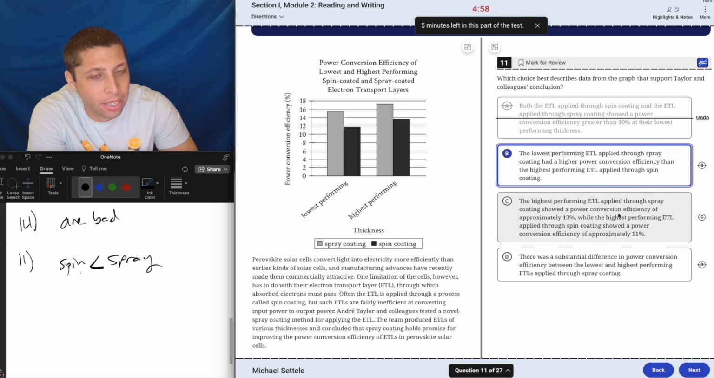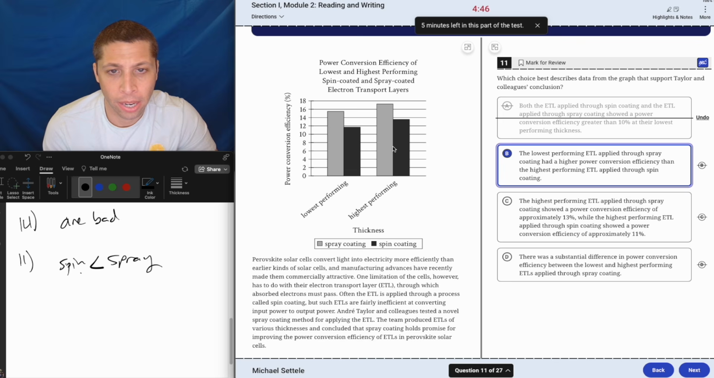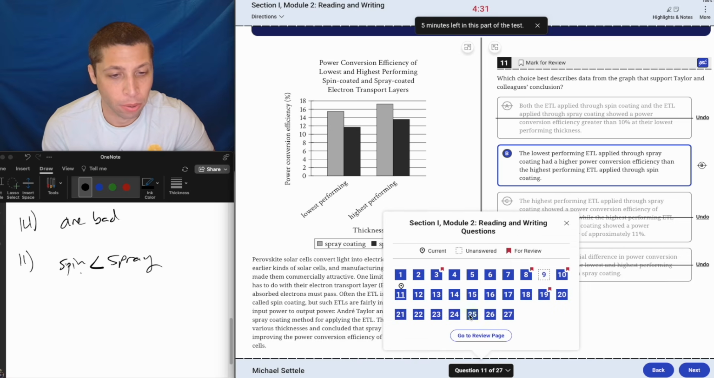The highest performing ETL applied through spray coating showed a power conversion efficiency of approximately 13%. No, right? Highest performing ETL applied through spray. So spray is the gray, and that's highest performing. That's just wrong, I think. There was a substantial difference in power conversion efficiency between the lowest and highest performing ETLs. Yeah, but this is only talking about spray. We need to contrast spray and spin. Only B does that. Okay.